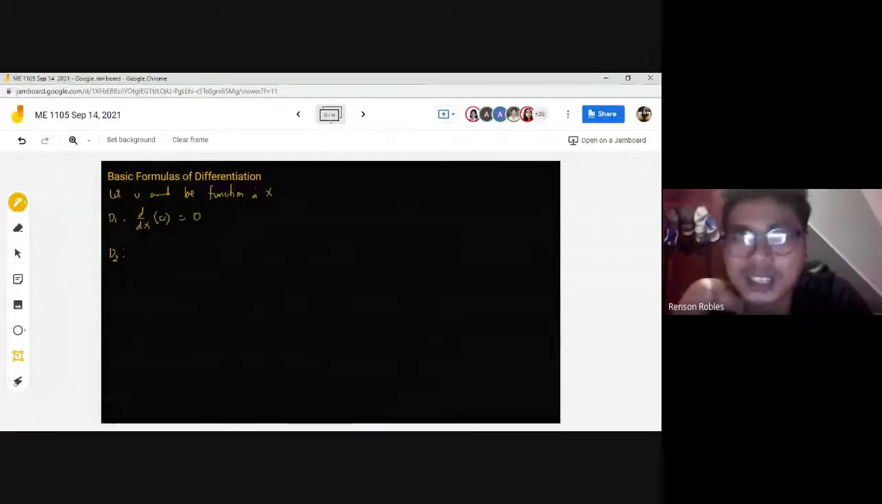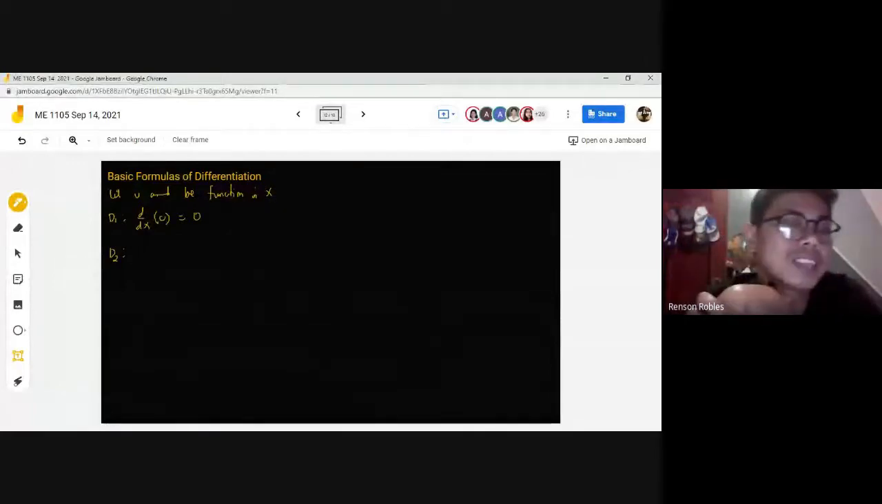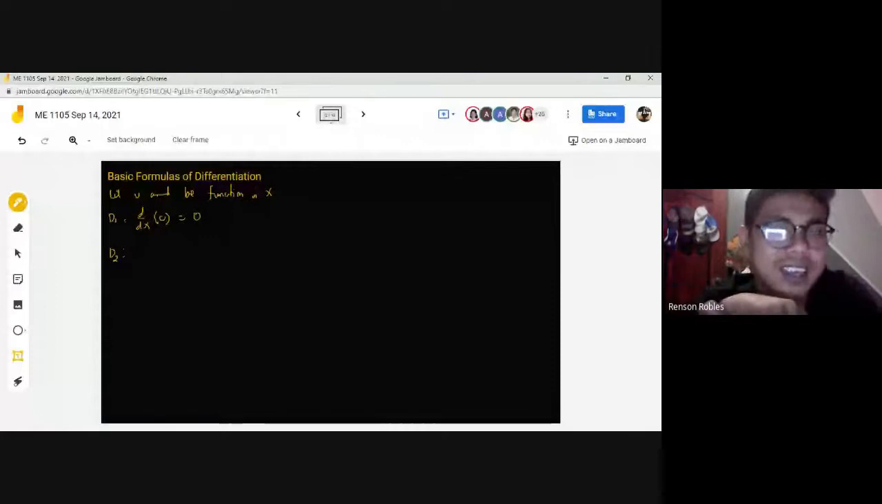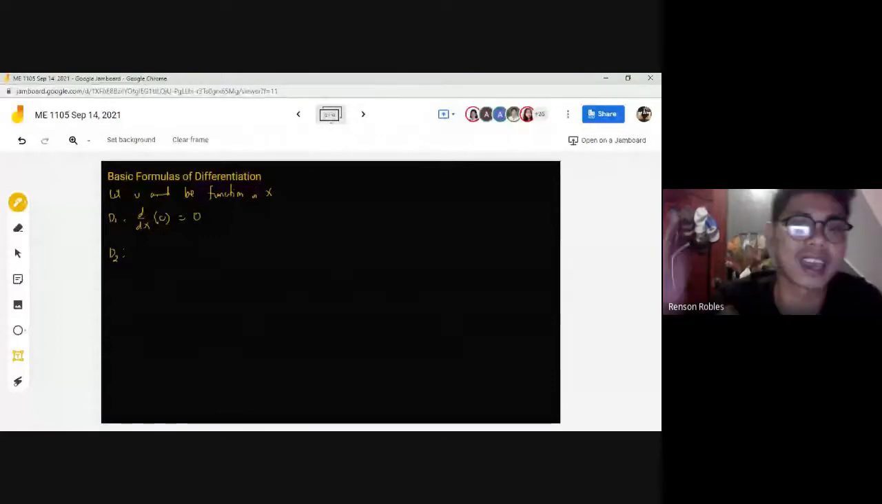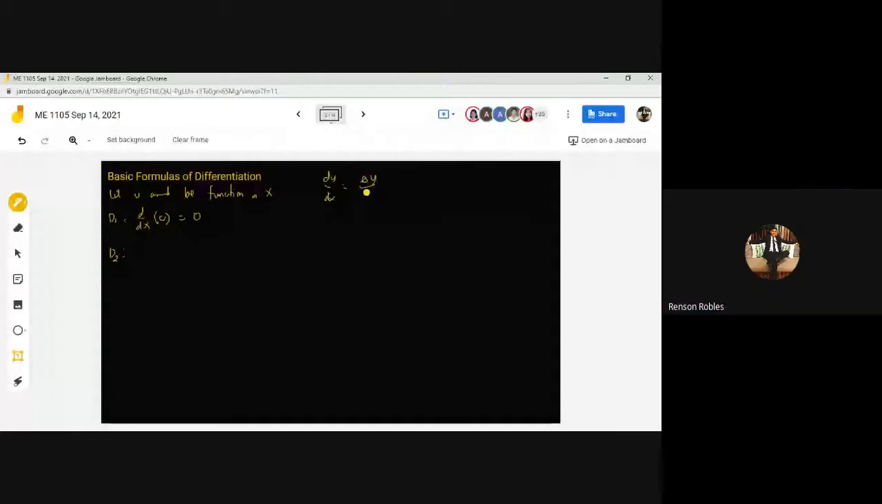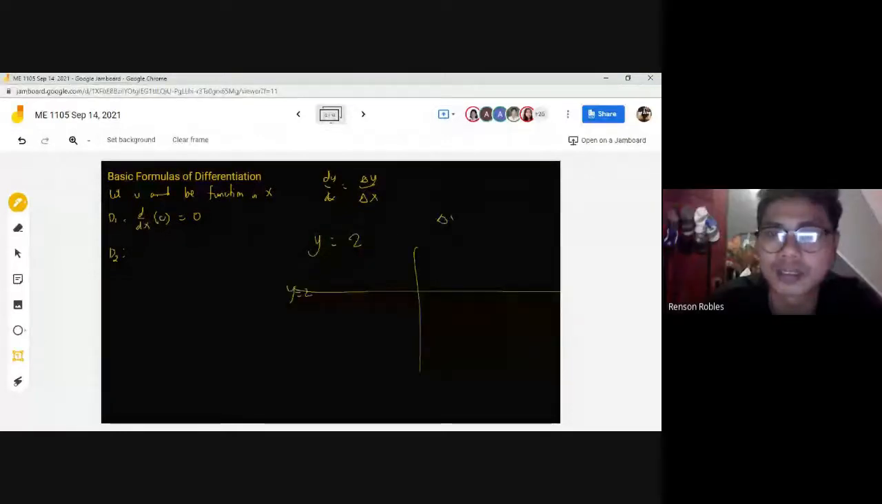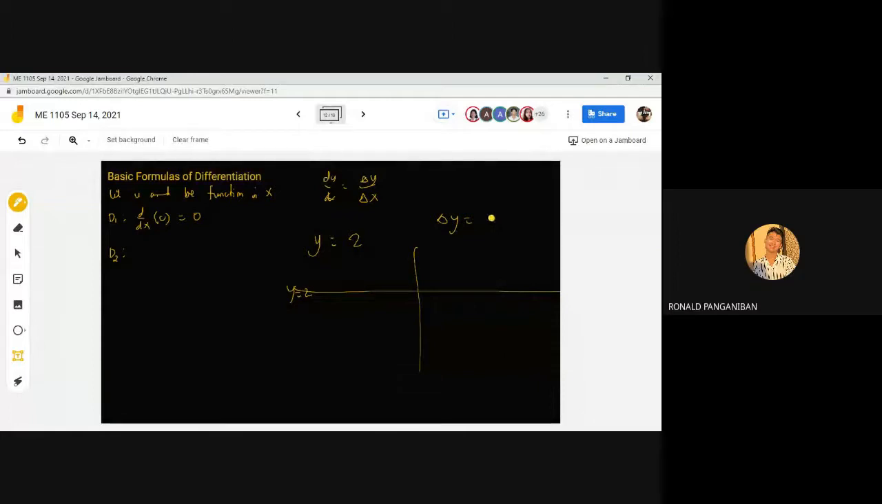Because when we talk about the derivative, that has something to do with change. And you still remember we started the definition with delta x. You remember that dy dx is change in y over change in x. If it is constant, say y equals 2, what is delta y? 0. What is delta x?